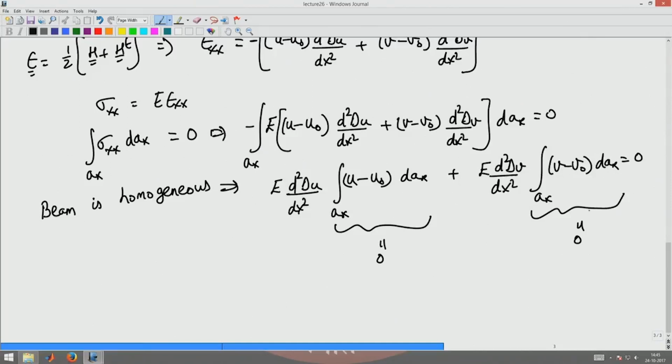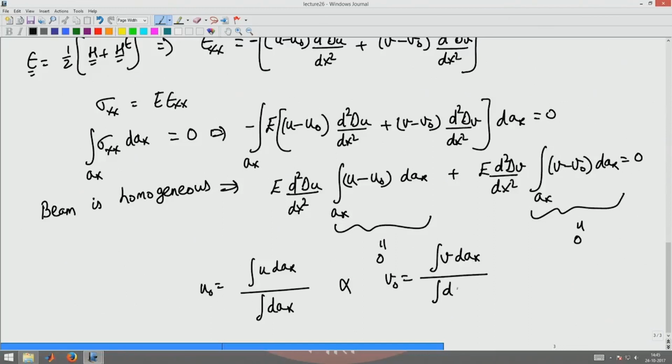Hence, you require the individual components of this additive equation to be 0, from where you get u naught as integral u dAx by integral dAx, and you get v naught as integral v dAx divided by integral dAx, where dAx here means du dv. I am integrating in the principal axis plane. So, basically now this is the expression for u naught and v naught.